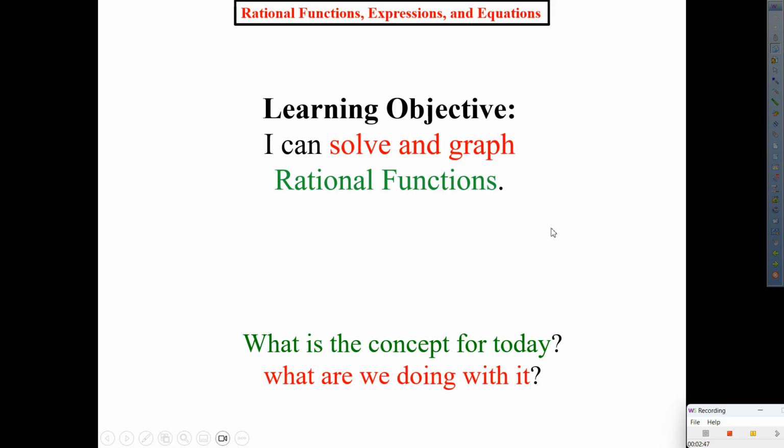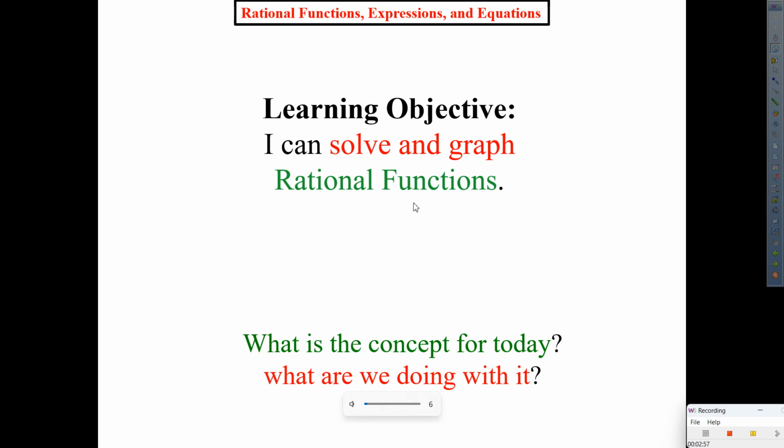All right. So with that said, I can solve and graph rational functions. Write that somewhere on your handout. I can solve and graph rational functions. And basically today we're only going to focus on graphing. We're only going to focus on graphing. So I can solve and graph rational functions.